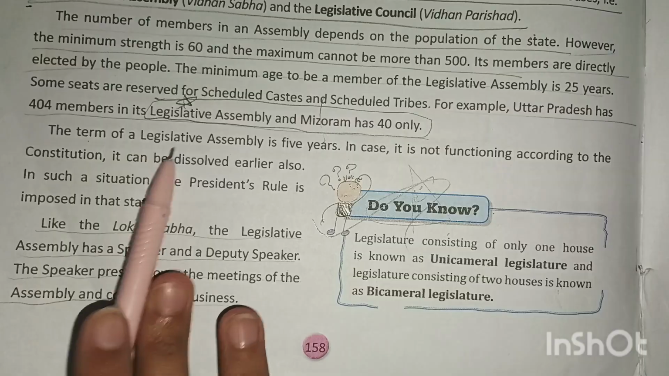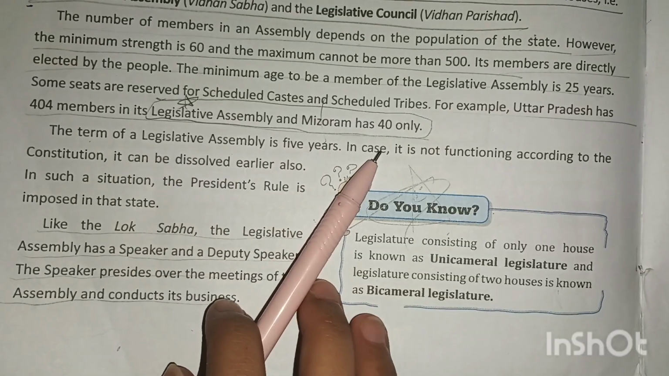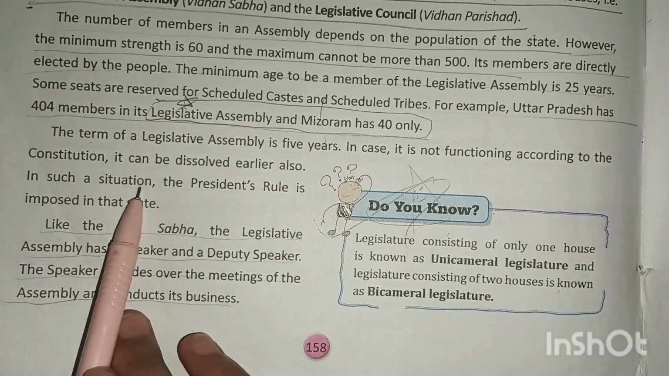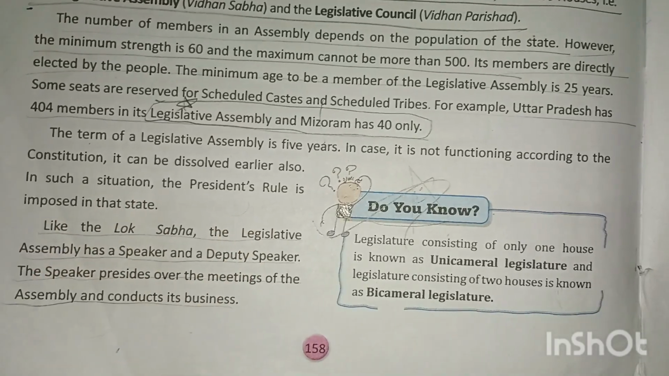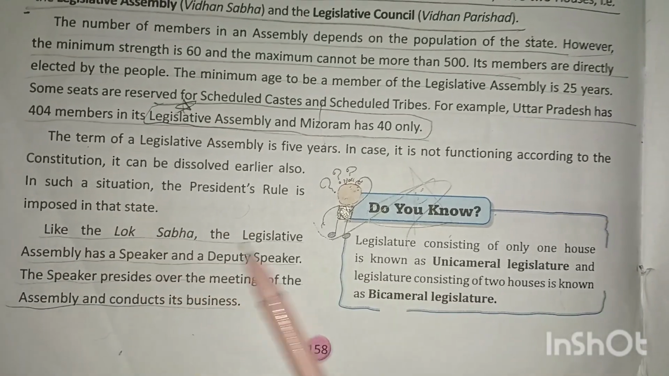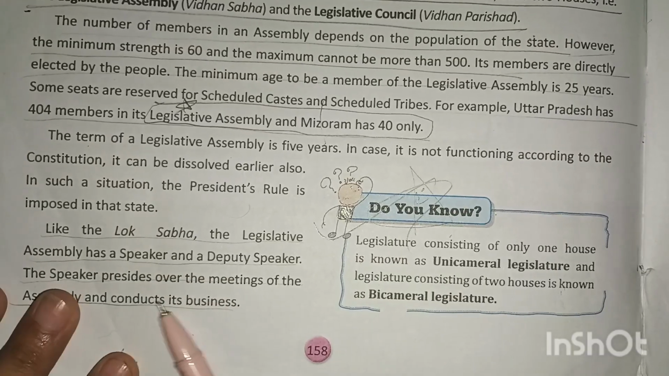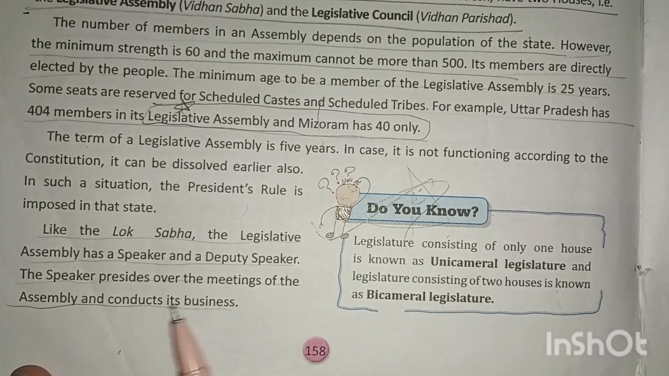The term of a legislative assembly is 5 years. In case it is not functioning according to the constitution, it can be dissolved earlier. Also in such a situation, the President's rule is imposed in that state. Like the Lok Sabha, the legislative assembly has a speaker and a deputy speaker. The speaker presides over the meeting of the assembly and conducts its business.